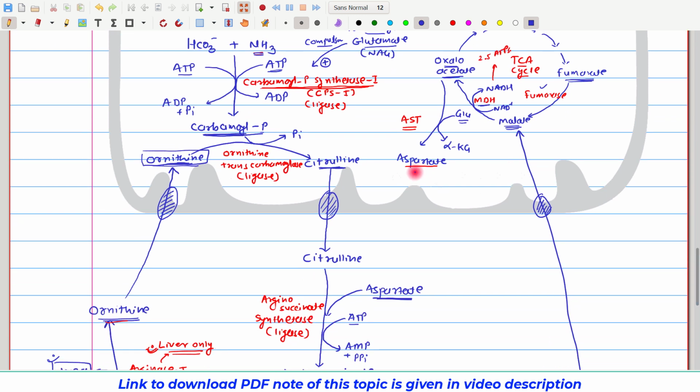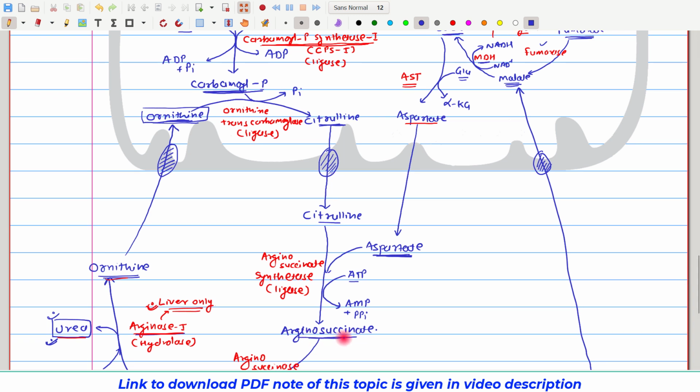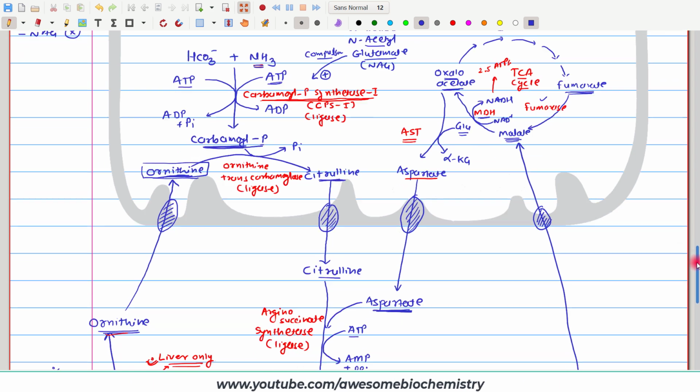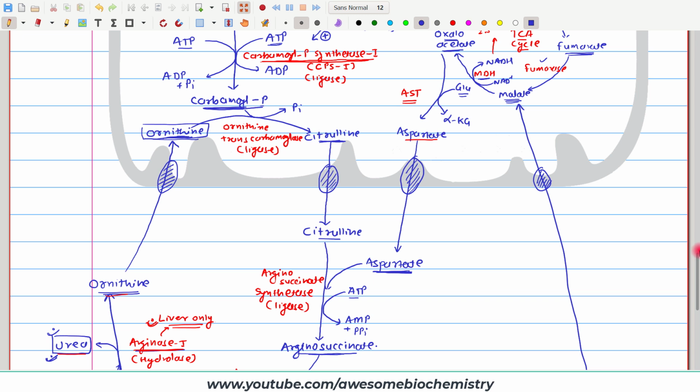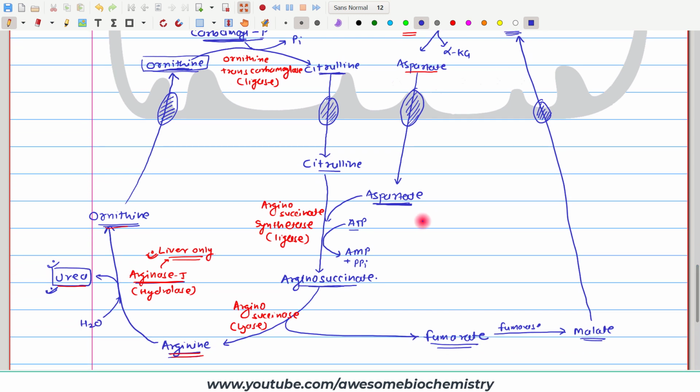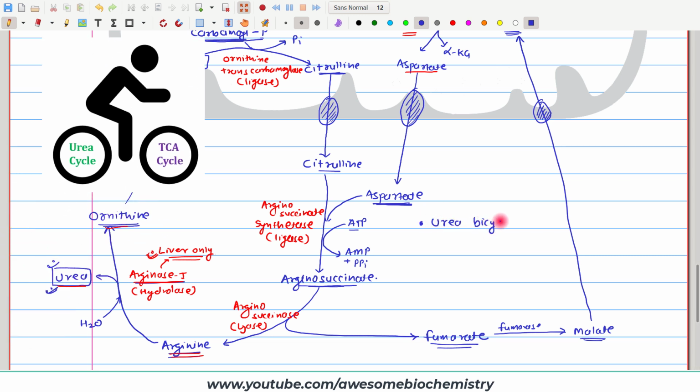Aspartate can easily cross this mitochondrial membrane, and it can be reutilized in this place. So it can condense with citrulline and give rise to arginosuccinate. Here also there are separate transporters for the transport of aspartate. So as you can see, this urea cycle is connected with this TCA cycle, and because of this reason, sometimes the urea cycle is also referred to as a urea bicycle.